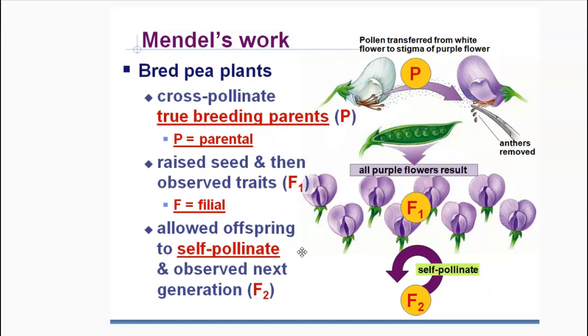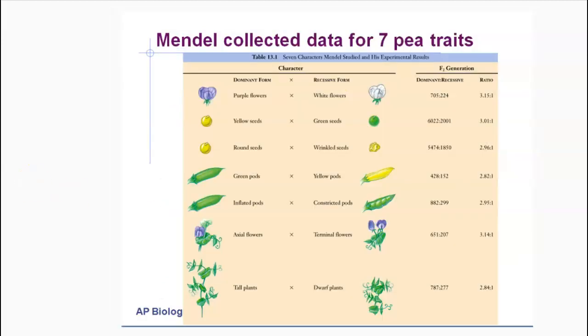What he did is he ended up looking at lots of different pea traits. He looked at flower color, seed color, if the seeds were round or wrinkly, pod color, pod texture, where the flowers were, if they were tall or short, things like that. So he was looking at all these different traits and watching how they changed from generation to generation and how they changed based off of who their parents were.